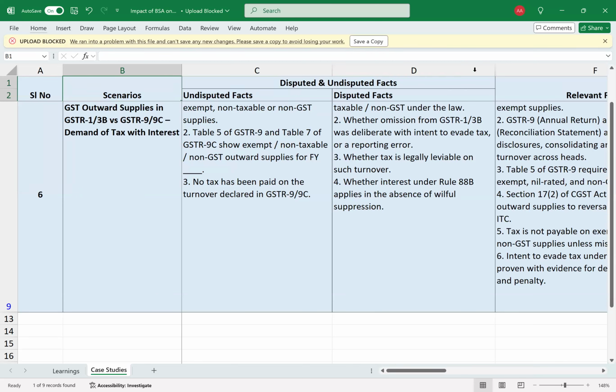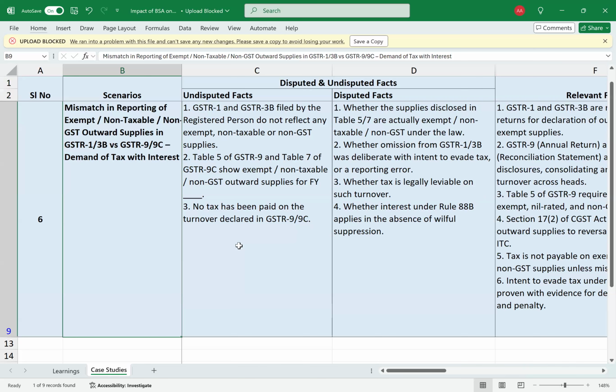So we will continue from point number 6. We completed till point number 5 last week. Okay, so this is a scenario where there's a mismatch in reporting of exempt, non-taxable, non-GST outward supplies in GSTR-1 versus 3B versus 9C. So now we get a notice stating that you need to pay the amount of tax on the exempted supplies along with the interest.